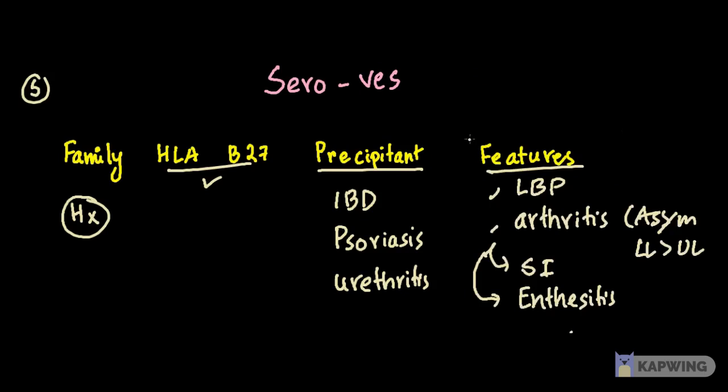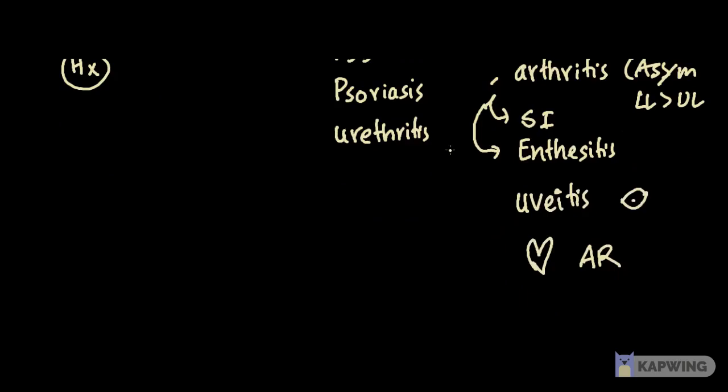So those are the general features of seronegative arthritis. There will be family history, positive HLA-B27, history of precipitating illness such as IBD, psoriasis, or urethritis. There will be clinical features such as low back pain, asymmetric arthritis, especially involving the lower limb more than the upper limb. The patient will also have sacroiliitis. The patient will have enthesitis, and the patient might have uveitis and aortic regurgitation.